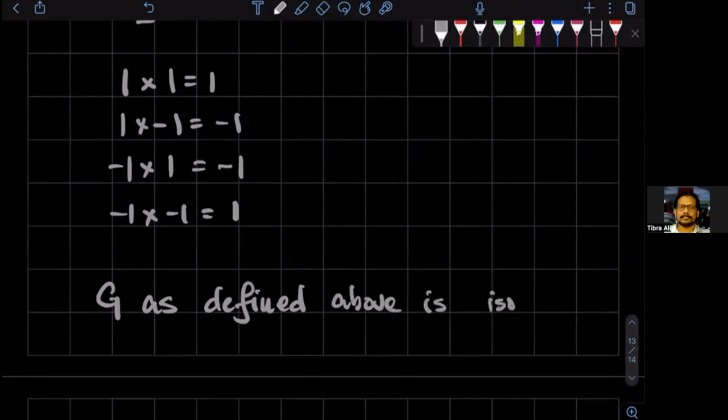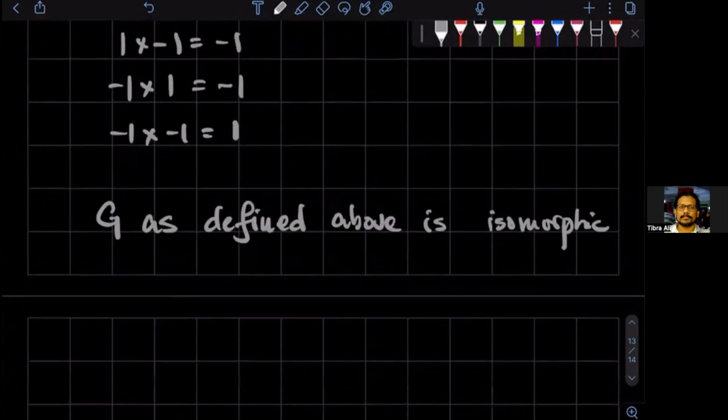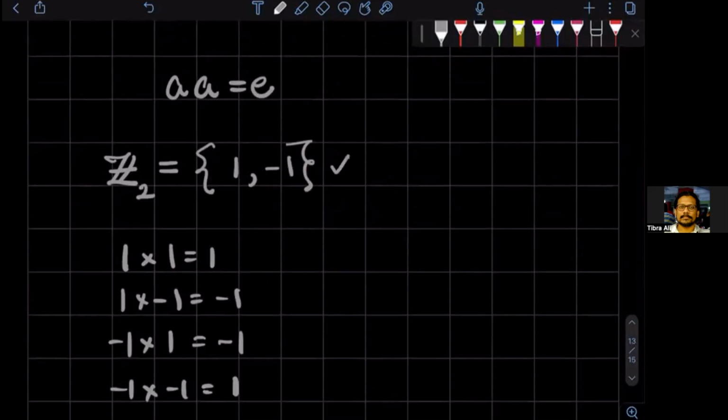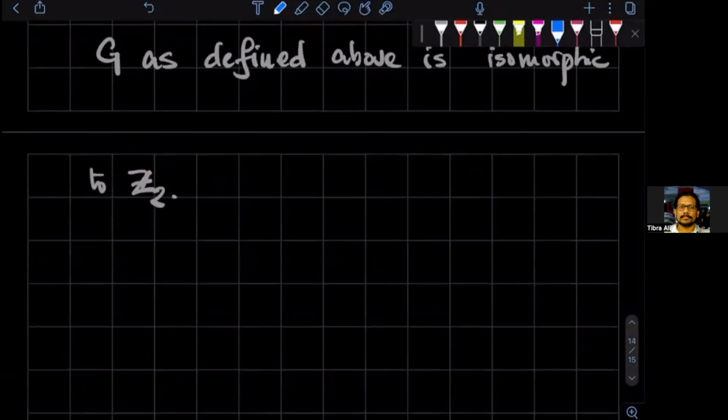is isomorphic to Z2, right? So because of that, this group is often called Z2. And this is an example of a representation of the group Z2.